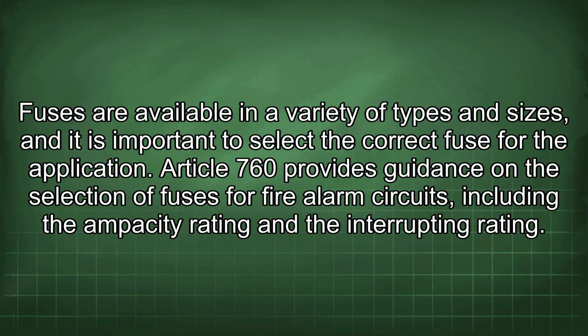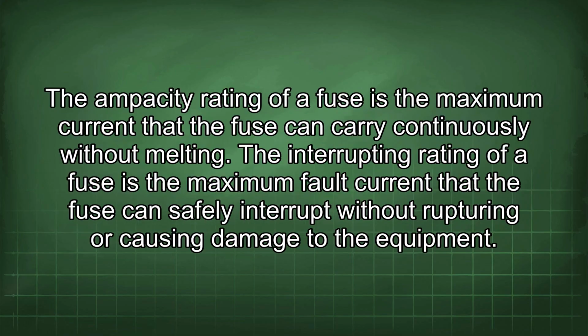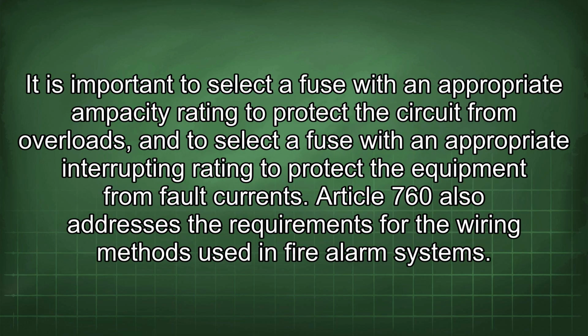Article 760 provides guidance on the selection of fuses for fire alarm circuits, including the ampacity rating and the interrupting rating. The ampacity rating of a fuse is the maximum current that the fuse can carry continuously without melting. The interrupting rating of a fuse is the maximum fault current that the fuse can safely interrupt without rupturing or causing damage to the equipment. It is important to select a fuse with an appropriate ampacity rating to protect the circuit from overloads, and to select a fuse with an appropriate interrupting rating to protect the equipment from fault currents.